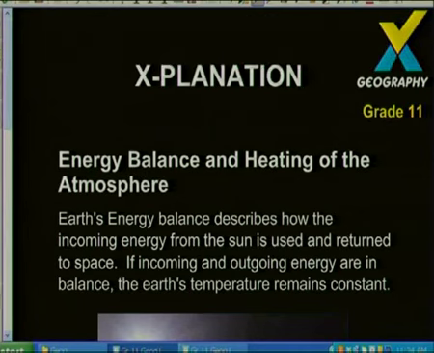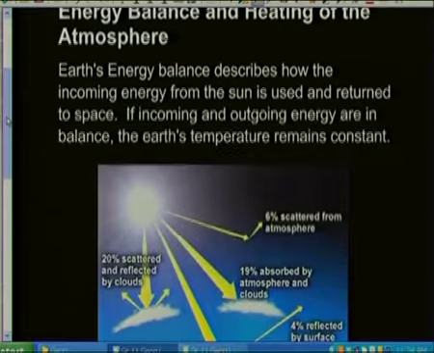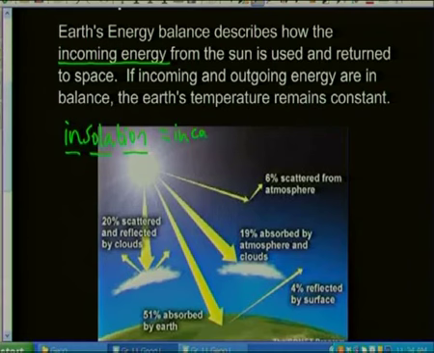as we go through this. But for that, let's start straight away and look at the energy balance and heating of the Earth's atmosphere. The Earth's energy balance describes how incoming energy from the sun is used and returned to space. Now, this incoming energy is often known as insolation. Remember, we read this word inside your textbook. Insolation means incoming solar radiation. So, incoming solar radiation or sunlight is the same thing.